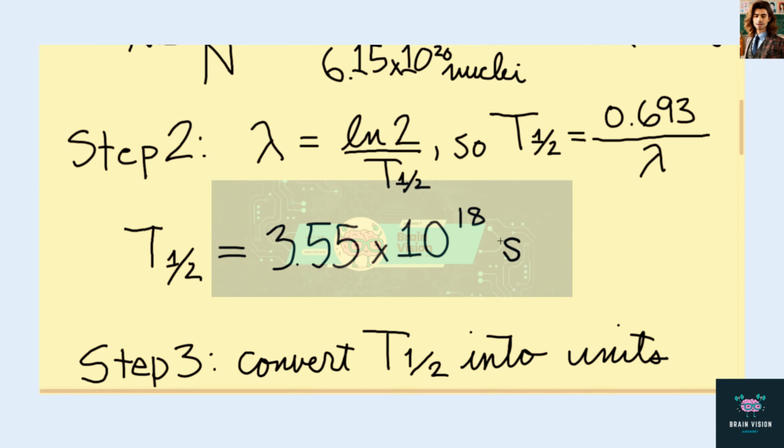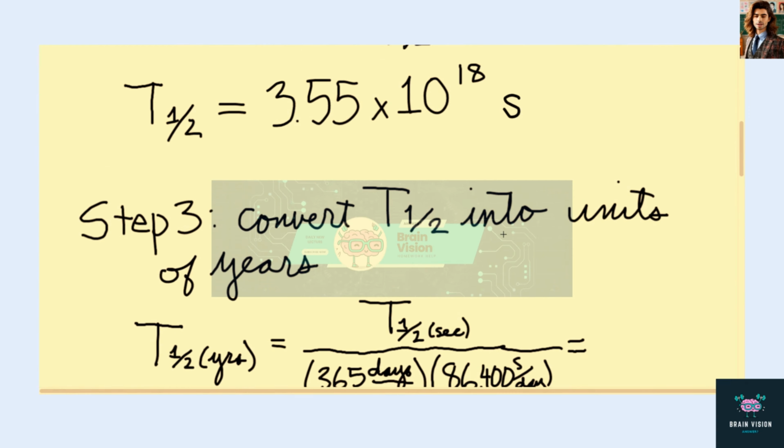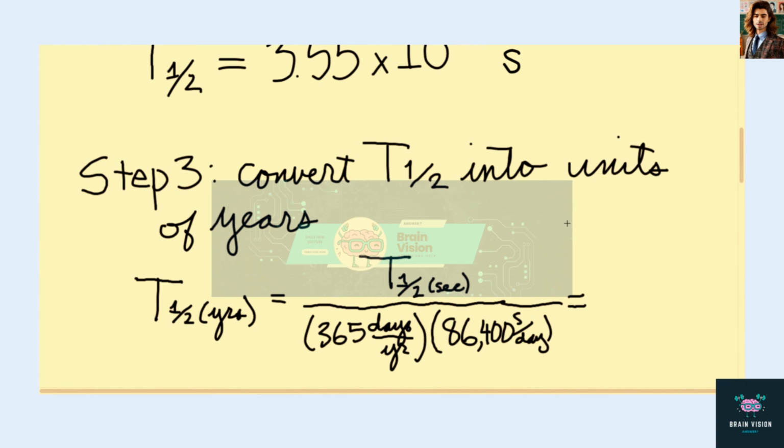Seconds. That is a big number, so it'd probably be a little less unwieldy for us to convert it to years. To convert seconds into years, we have to find out how many seconds there are in a year and divide by that number. I do it as follows. There are 365 days in a year, and there are 86,400 seconds in a day. So doing this division, we find that we are left with 1.1 times 10 to the 11th years for the half-life of samarium-147. And that's our answer.